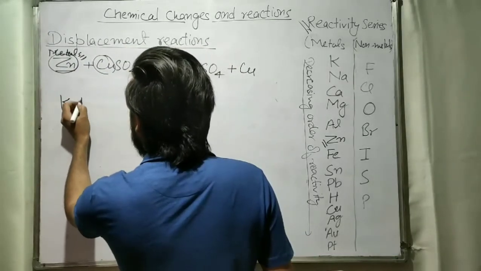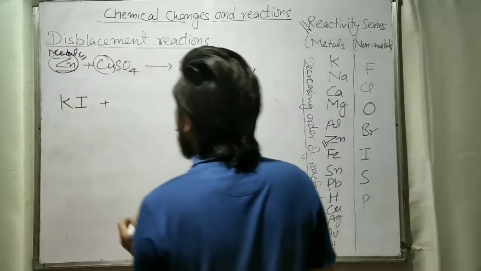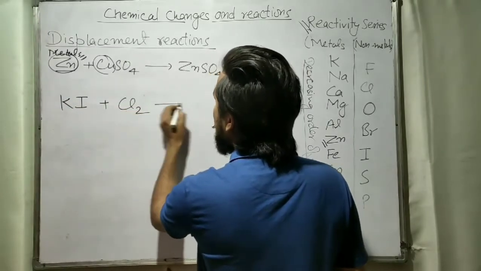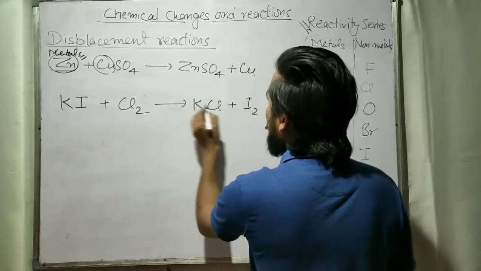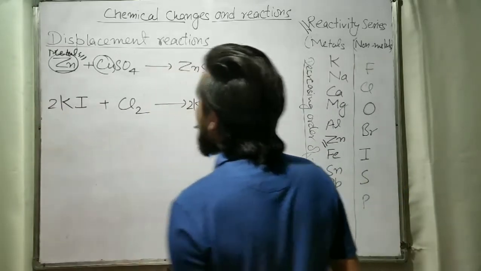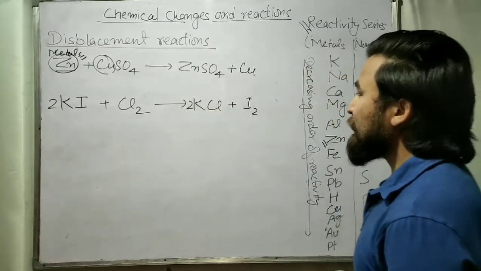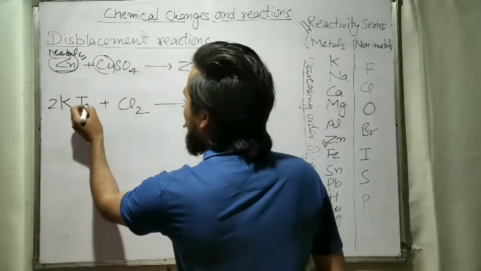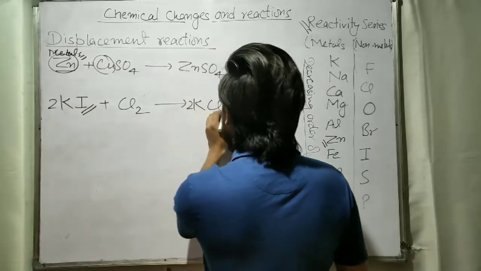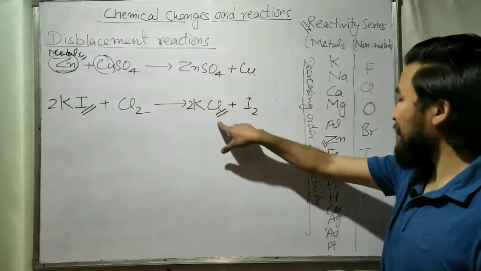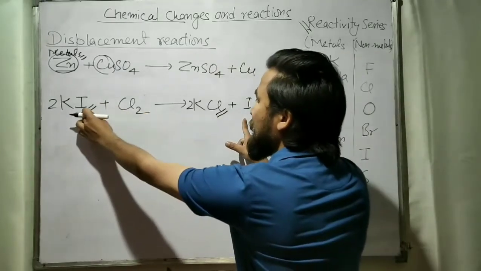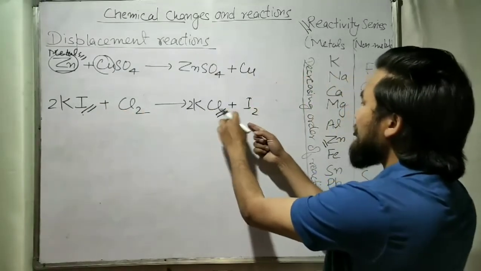For example, we have KI, that is potassium iodide, plus Cl2 will give KCl plus I2. So this is a reaction. Now again you can see that iodine is being displaced by chlorine. So this is an example of a displacement reaction. Iodine is being displaced by chlorine, so it is forming KCl plus I2.